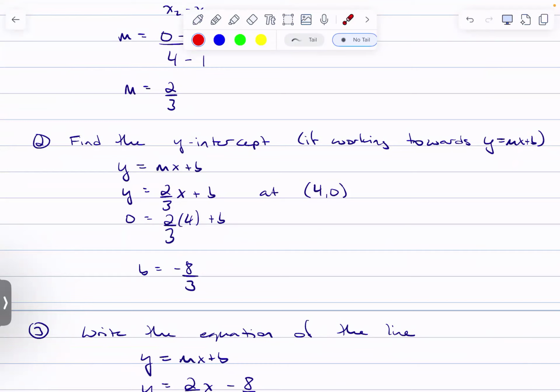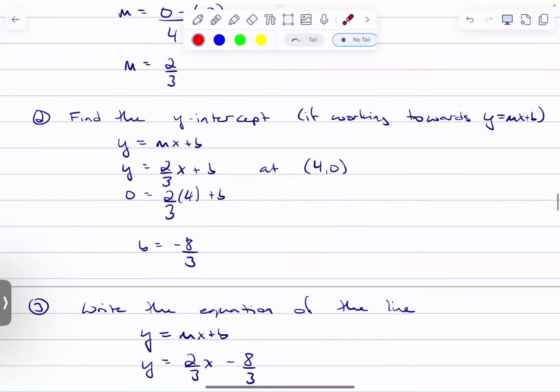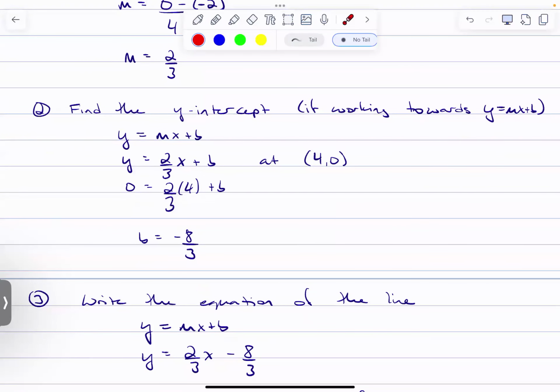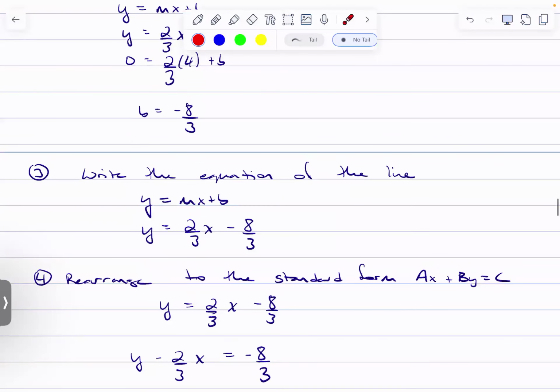The point slope form is useful, but not more useful than y equals mx plus b, in my opinion, at least for our purposes. So then I find the y-intercept, the b, and then I can write the equation of a line. I can put those two things together, and now I have y equals 2 over 3x minus 8 over 3.